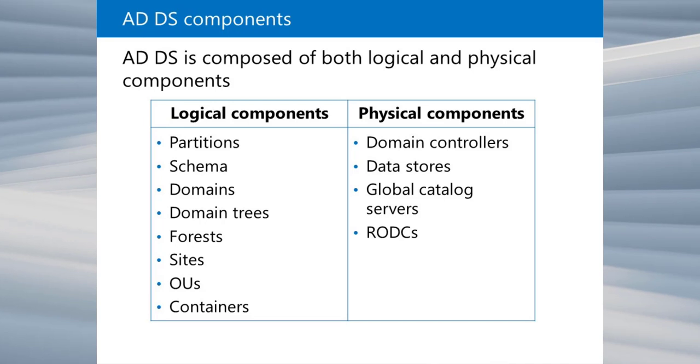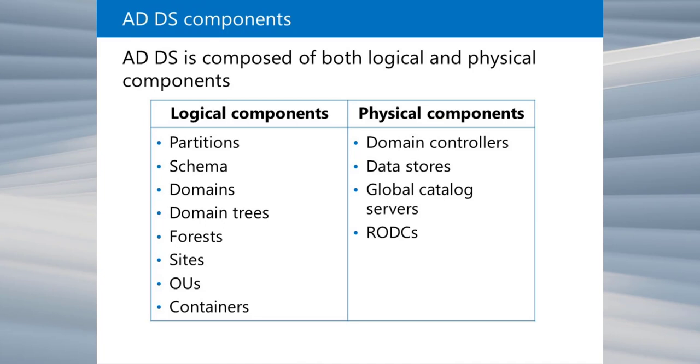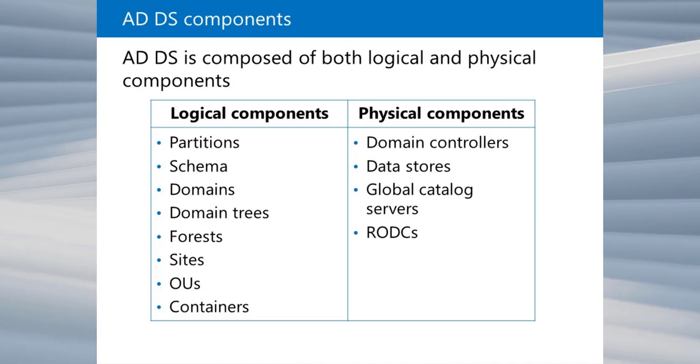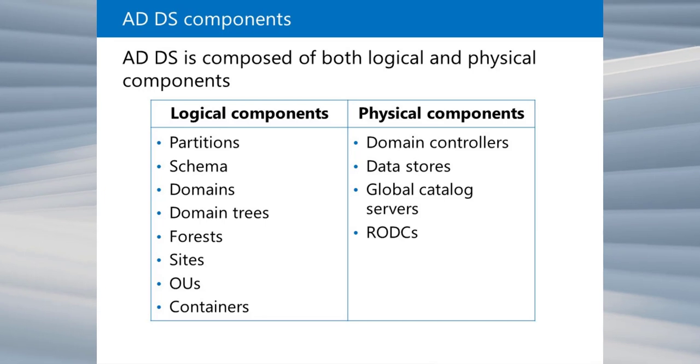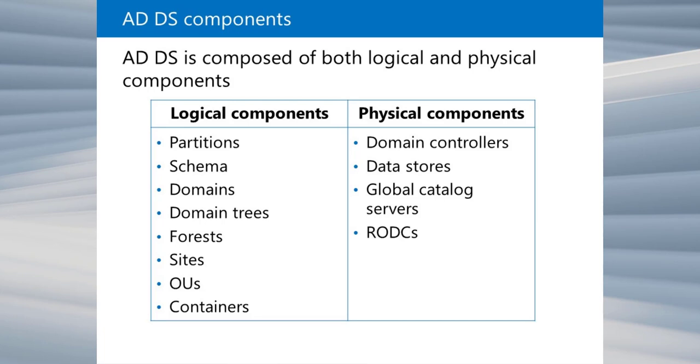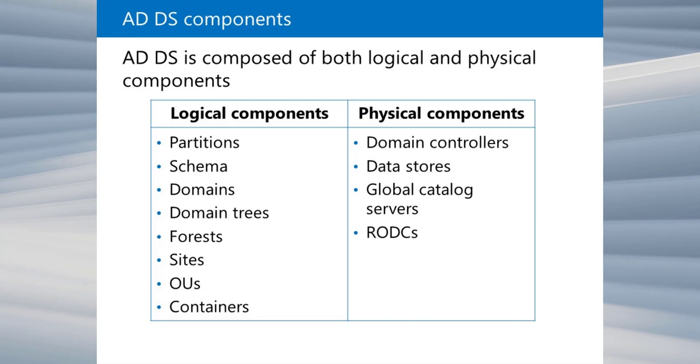Physical components. The following table describes some of the physical components of ADDS. Domain controller: a domain controller contains a copy of the ADDS database. For most operations, each domain controller can process changes and replicate the changes to all the other domain controllers in the domain. Data store: a copy of the data store exists on each domain controller.